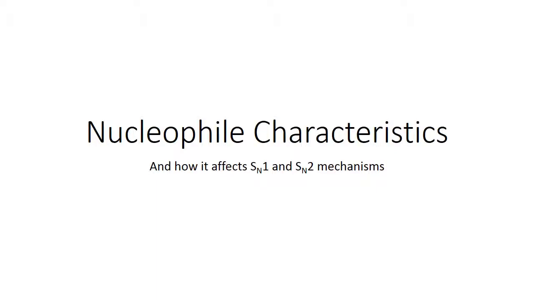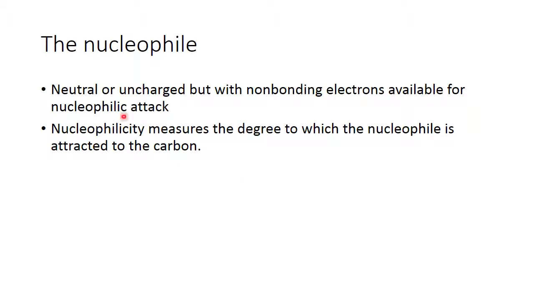Along with leaving group characteristic, nucleophile characteristic in an SN1 and SN2 mechanism can be very important. Let's go ahead and look at this. Now, the nucleophile we have seen can either be neutral or uncharged, but it must have non-bonding electrons that allow it to do nucleophilic attack.